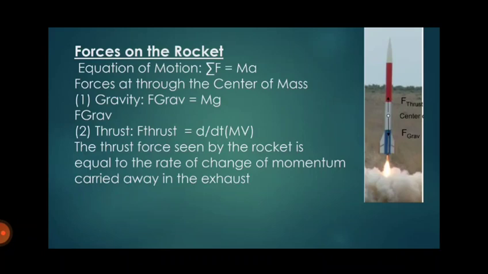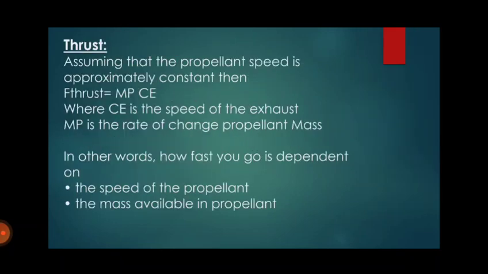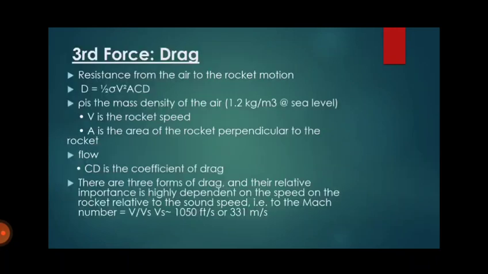The thrust force seen by the rocket is equal to the rate of change in momentum carried away in the exhaust. Assuming that the propellant speed is approximately constant, then F thrust is equal to m_p dot into ce, where ce is the speed of the exhaust and m_p dot is the rate of change in propellant mass. In other words, how fast you go depends on the speed of the propellant and the mass available in propellant.